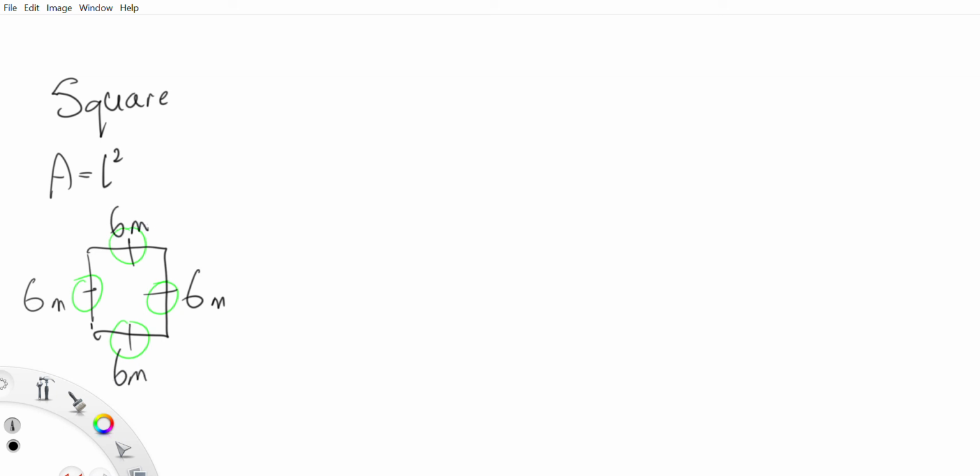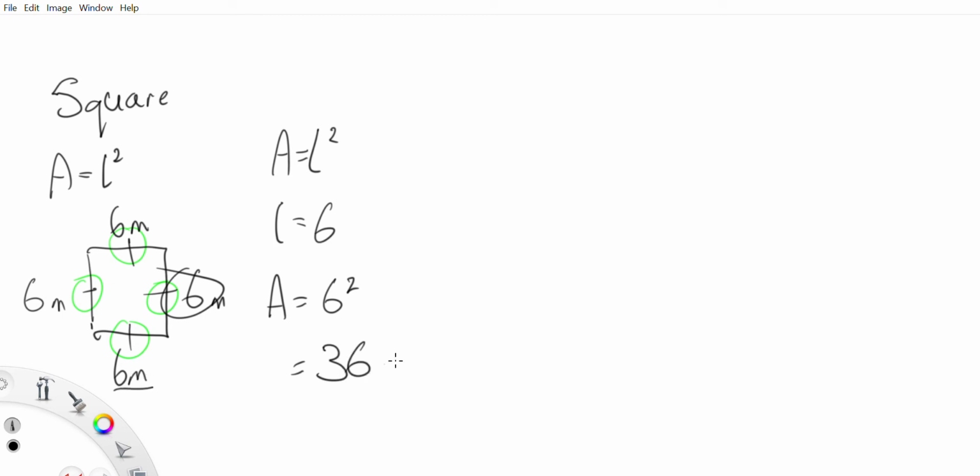we can use our formula to find out the area. What we would need to do is write our formula out. A, as in area, equals the length squared. What does the length equal? Let's have a look. It equals 6. Now we need to put that into our formula, so we'd say A equals 6 squared. We can use our calculator. 6 squared equals 36. So we would say it equals 36 metres squared. So that's the formula for a square.